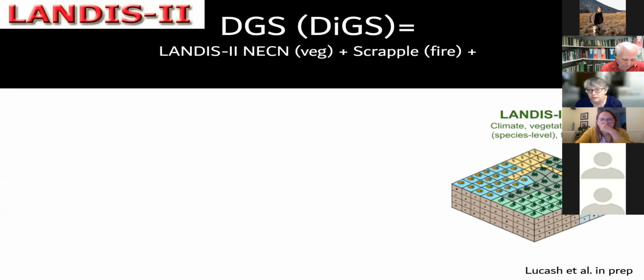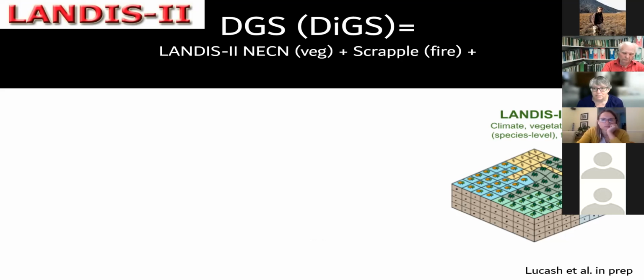And LANDIS-II is a model that operates at the species level. Although my little map here shows conifer and deciduous, depicted for simplicity's sake in a diagram, it really does simulate individual species. So it's a cohort model. You specify in each individual raster cell whether you have black spruce or white spruce, or aspen or birch. It simulates all the different species, all the different age cohorts, and tracks them over time.